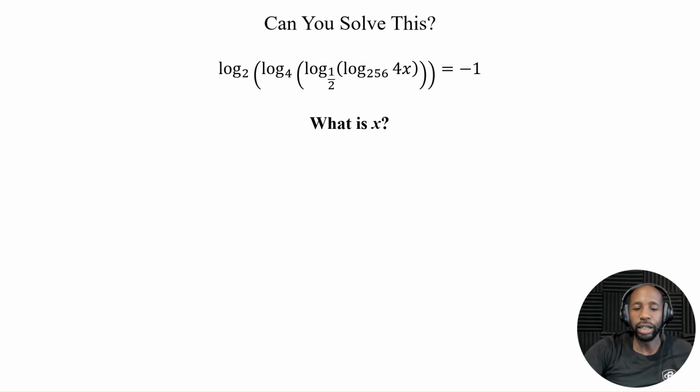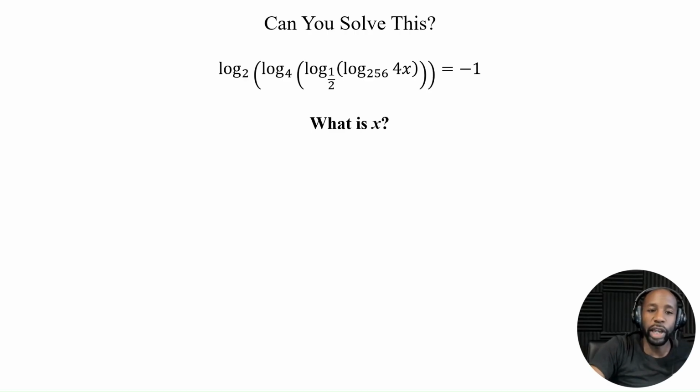This is asking us log base 2 of log base 4 of log base 1/2 of log base 256 of 4x is equal to -1. What is x? Okay, now this looks intimidating, but it's not bad at all as long as you remember what a logarithm is asking us.